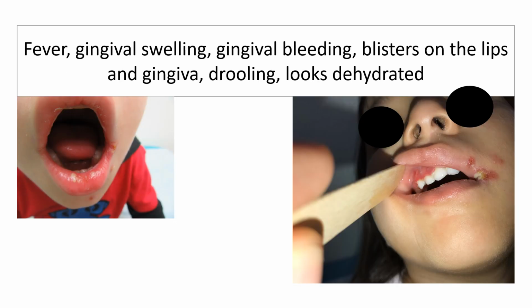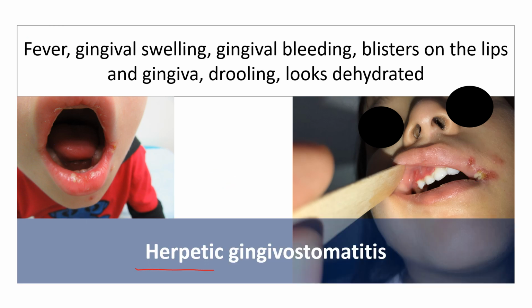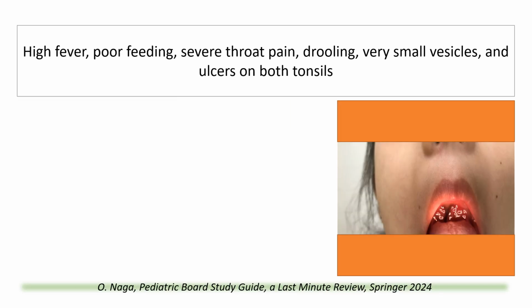If you have a child presenting with fever, gingival swelling and bleeding, blisters on the lips and gingiva, drooling because of pain, and looks dehydrated, what is the most likely cause? Herpetic gingivostomatitis.